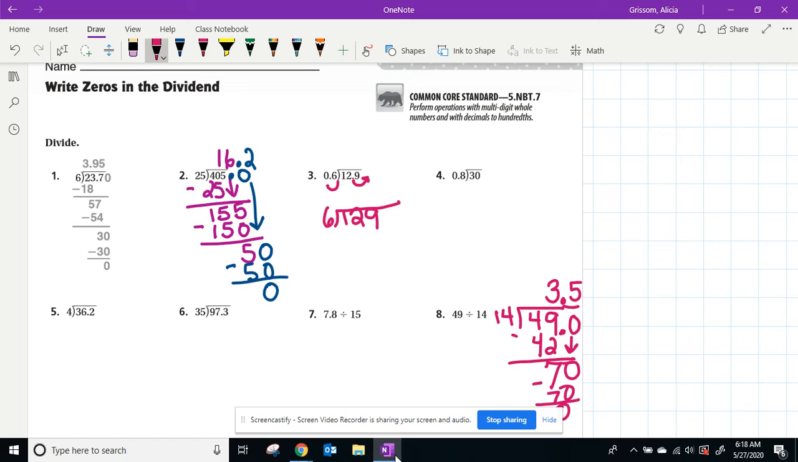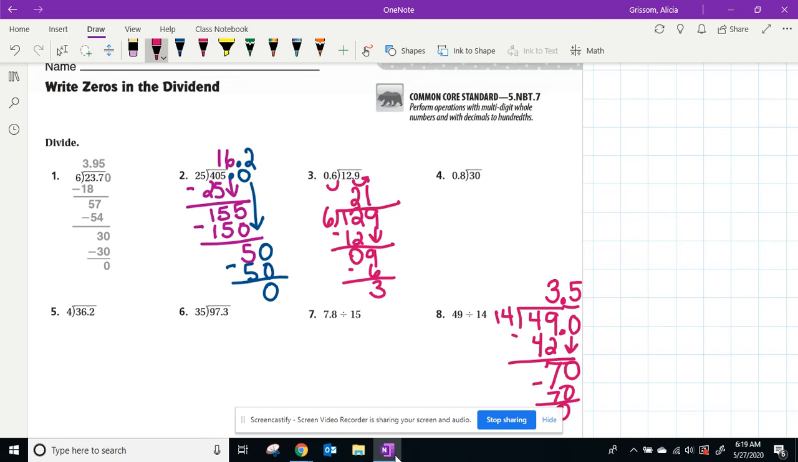So how many times can 6 go into 12? That's 2. 6 times 2 is 12. We subtract. That's 0, and we bring down the 9. 6 goes into 9 one time, and you get 6. We subtract, there's 3. 3 is not large enough to be divided by 6.